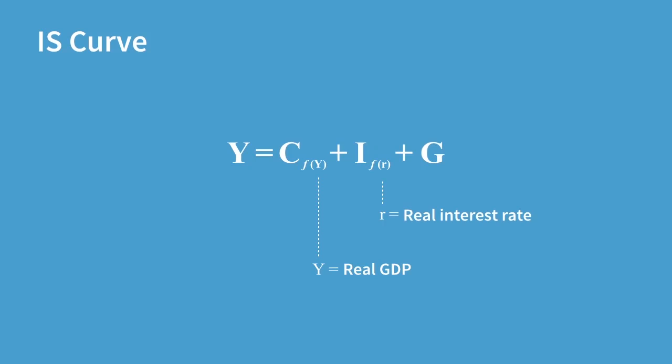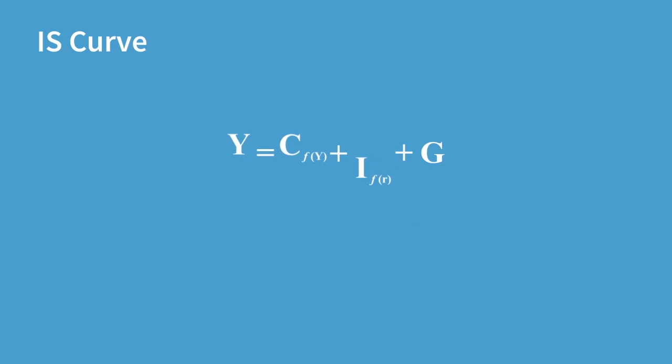We are assuming here that government spending will not change in response to either a change in GDP or a change in real interest rates. Now, if we rearrange this formula to get an expression for the level of business investment, we arrive at this expression.